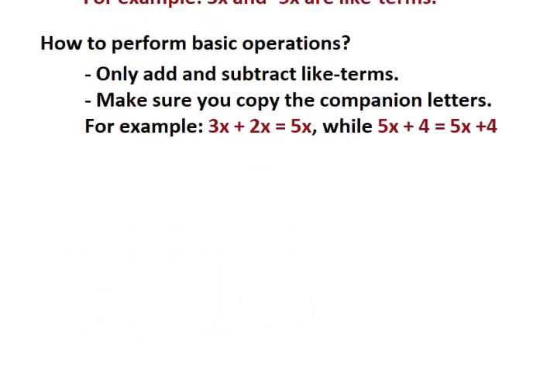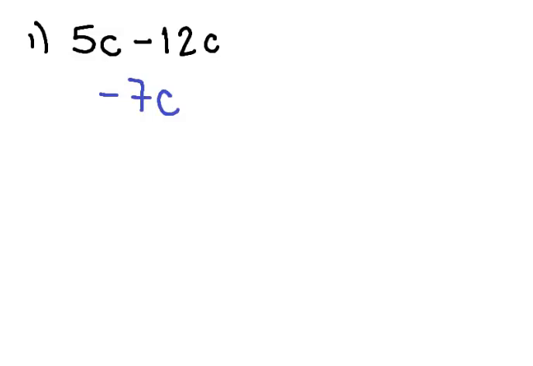So let's try to solve a couple of exercises to see how we can apply these ideas. Exercise 1. Let's say we have something simple as 5c minus 12c. What will be the answer for that operation? Well, because they both have the same letter, we just need to subtract them. 5 minus 12 will be negative 7. I copy the letter, and that will be the final answer for the exercise. Pretty simple.